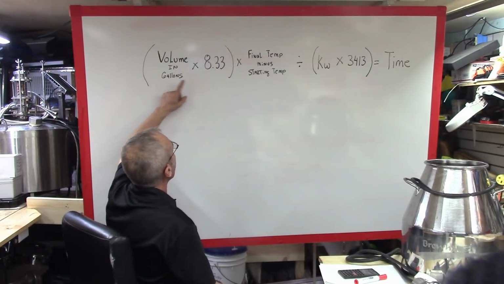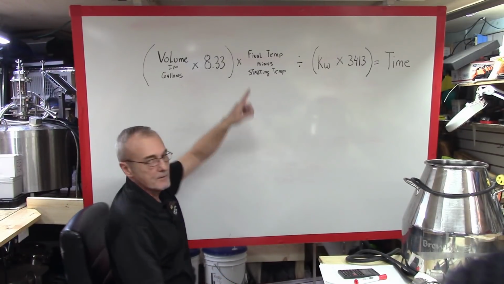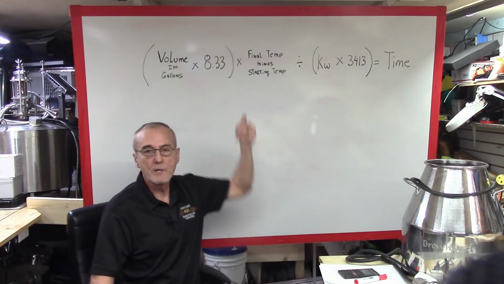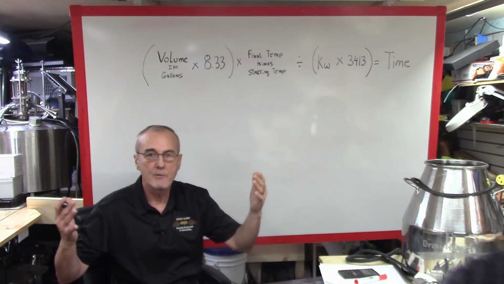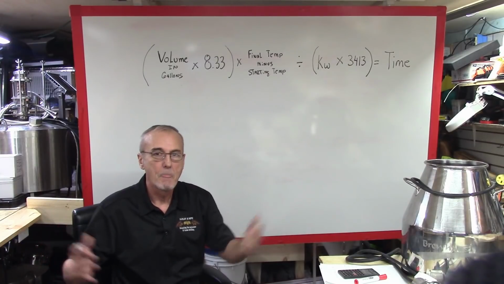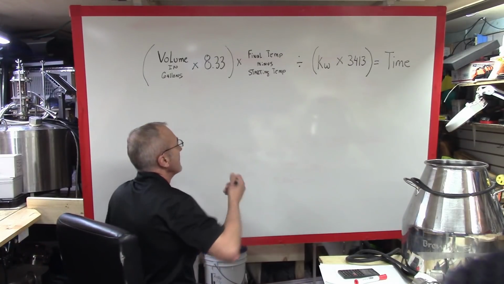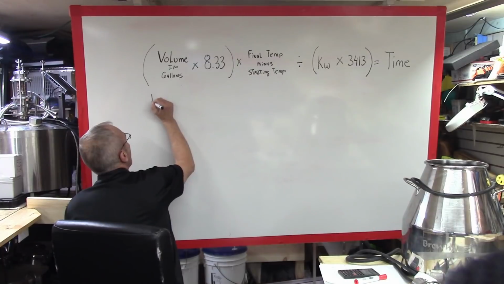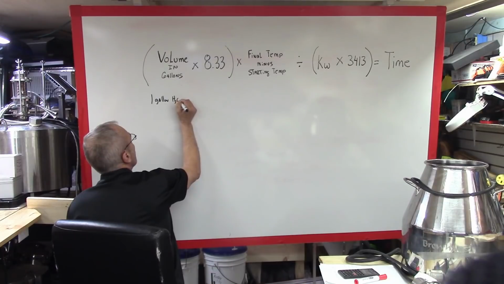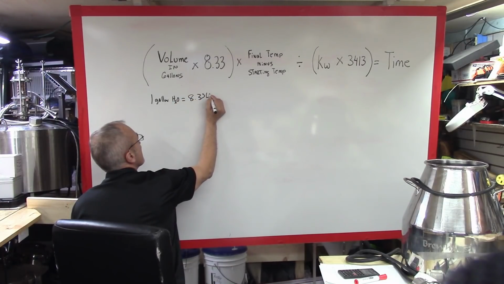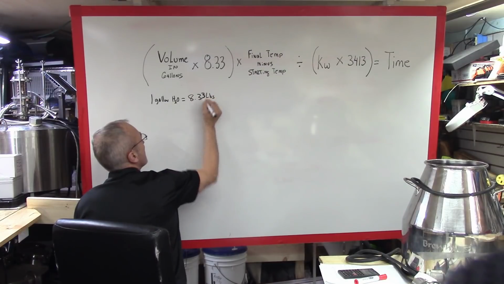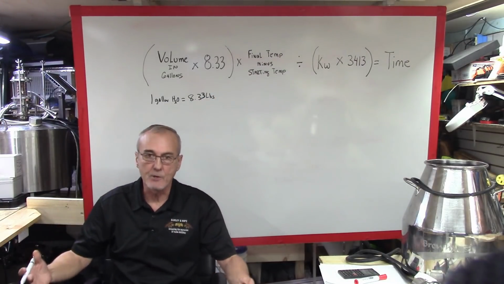We have volume in gallons times 8.33. The reason we use 8.33 is because a gallon of water weighs 8.33 pounds. Let me write it like this: 1 gallon H2O equals 8.33 pounds. Now, of course, this is all standard.